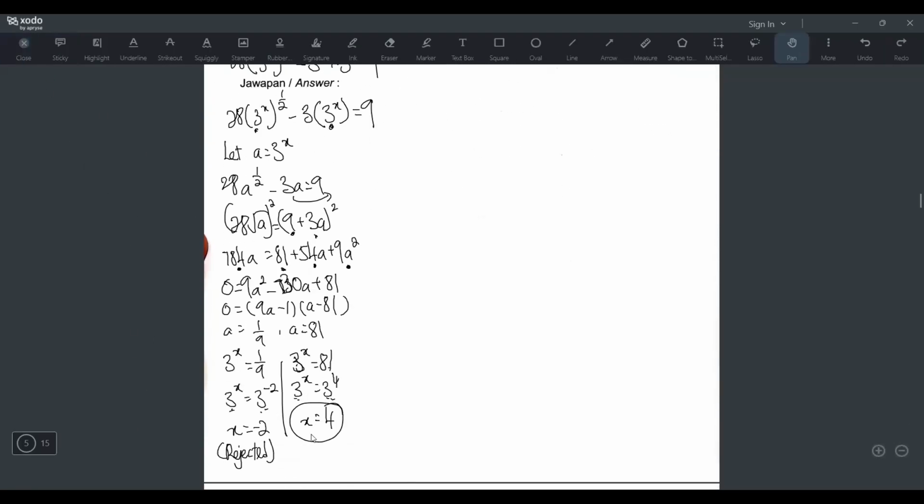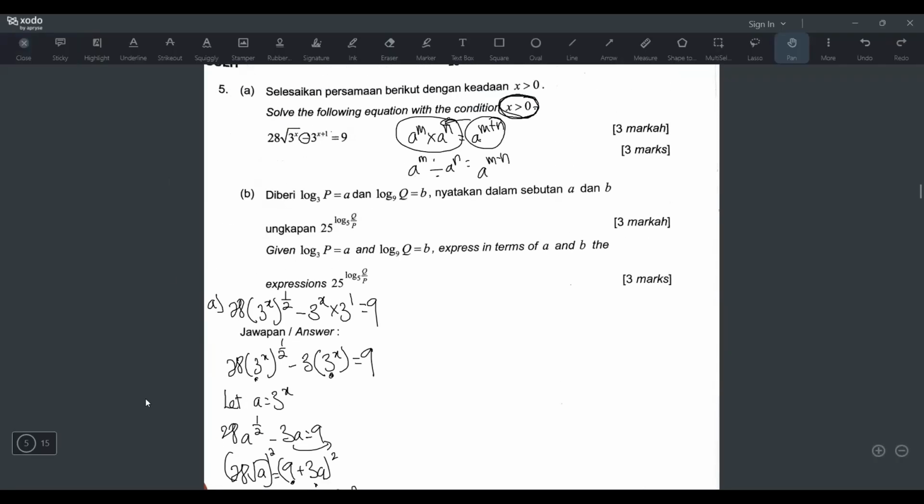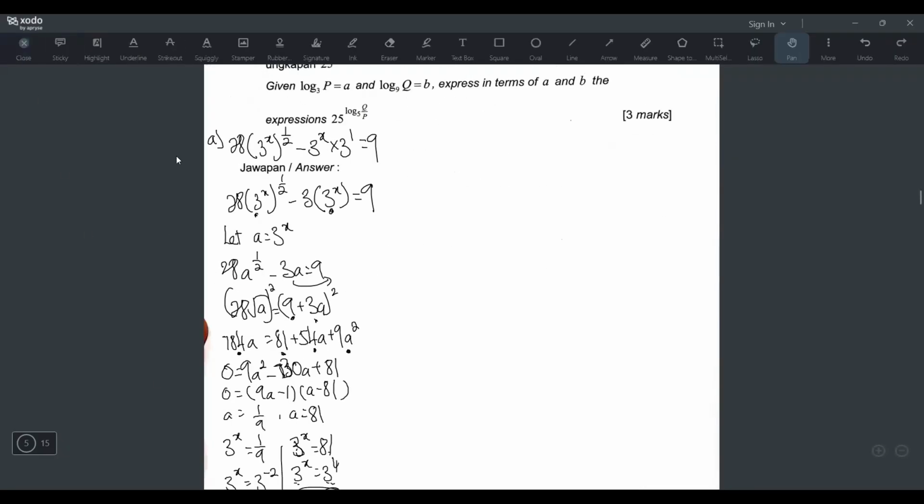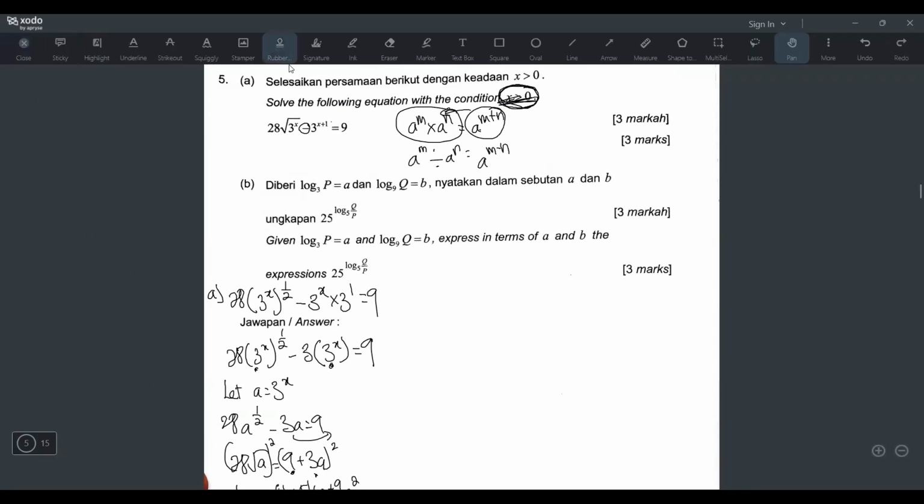All right? But you can only reject when the question mentions that you can reject, then only you reject. If the question never mentioned this, then you should write both answers. Okay, it means like got two answers. But this question, obviously they want us to reject the negative because they already mentioned it here.